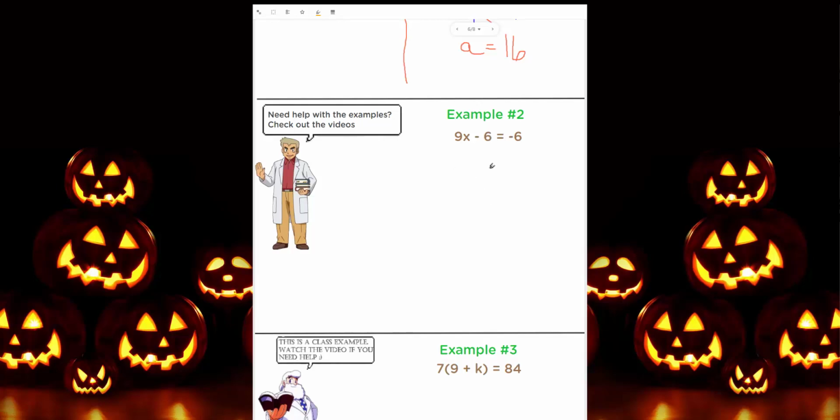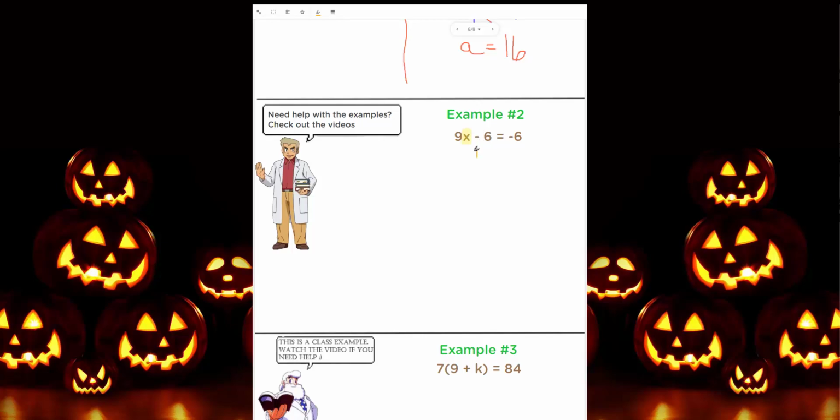We cancel out any addition or subtraction that we see. Okay, because remember, we're trying to get our variable all by itself on one side of the equal sign. So we're going to use inverse operations to make this 6 and this 9 go away. So here we have a 6 that is being subtracted. What do we use to cancel out subtraction? What is the opposite of subtraction? Addition.